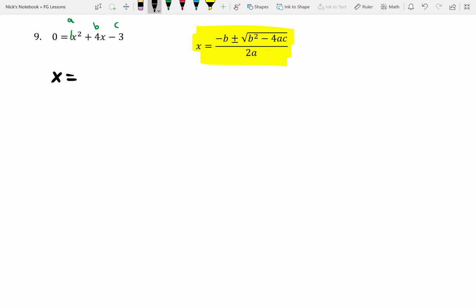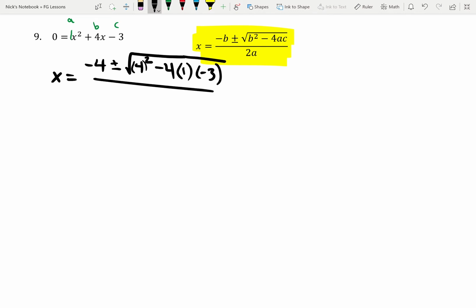So it says negative B, which really is just the opposite of B, so I'm going to take negative 4, since B is positive 4. Plus or minus. Remember, when we take the square root of something, it's usually plus or minus. Then we have b squared, which is 4 squared, in parentheses, minus 4 times a times c. So a is 1, c is negative 3. And then we put that all over 2 times a. In this case, a is 1.